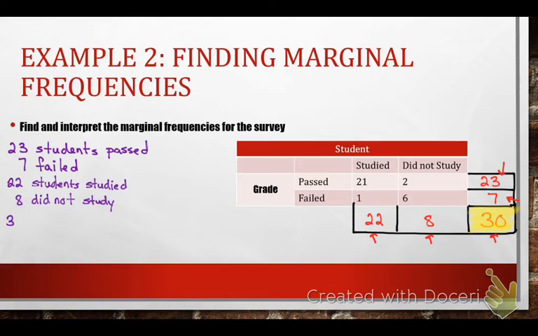And what does the 30 stand for? 30 students took the test. Or were surveyed, but I kind of like took the test. Okay. All right, so do you see how we did our interpretations? Our interpretations were based on our totals. All right, how do we do on that? It's easy. Did pretty good?